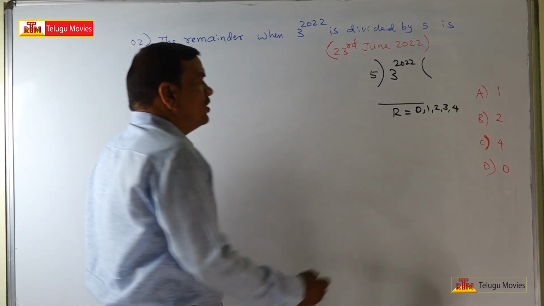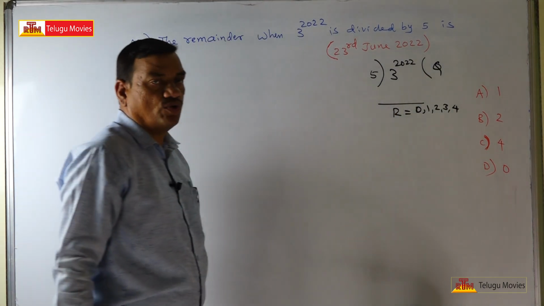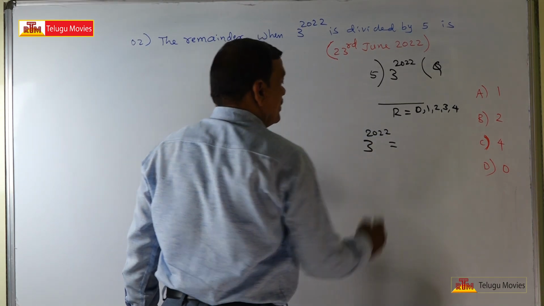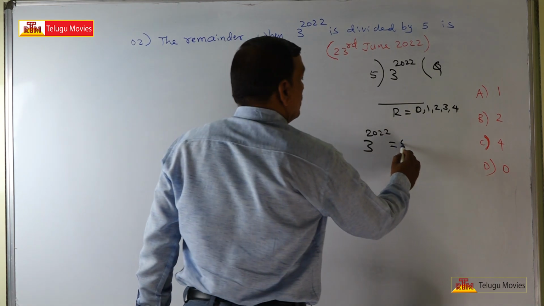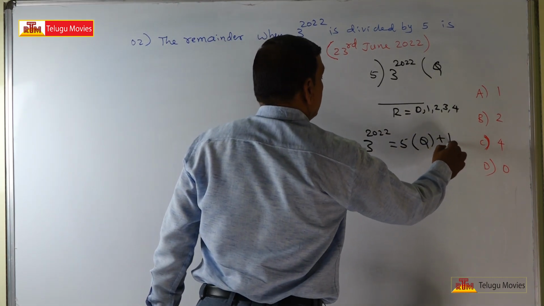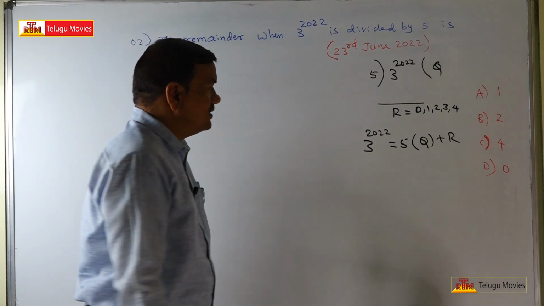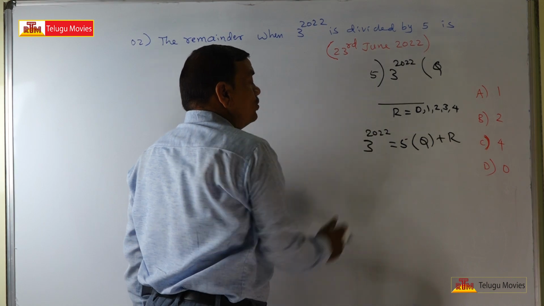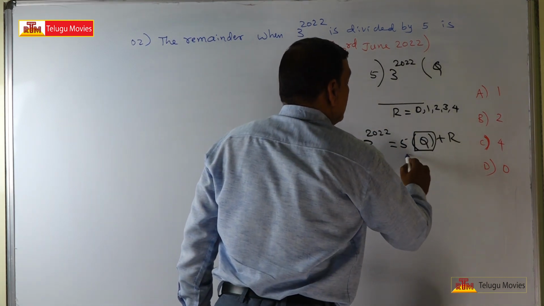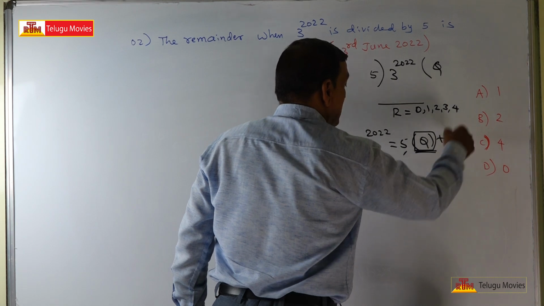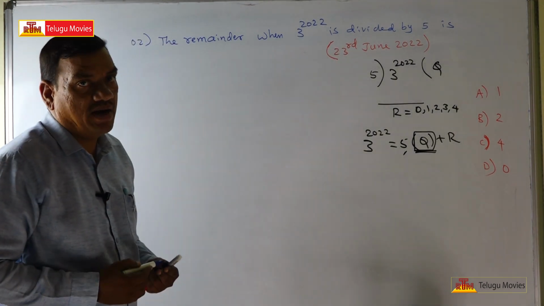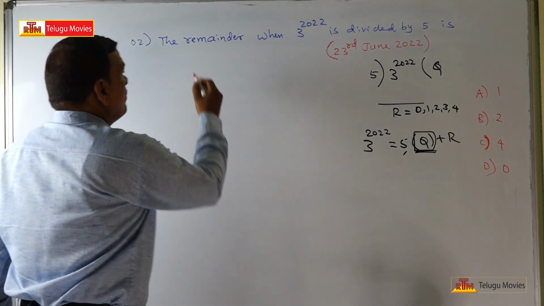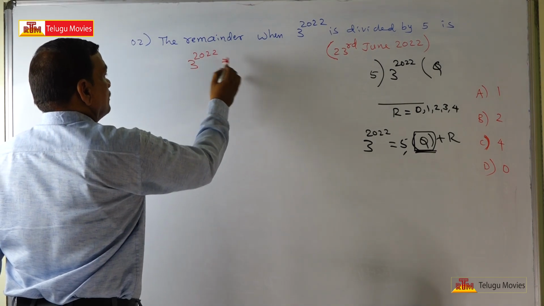So let the quotient be Q. As we know, the dividend, that is 3 power 2022, is equal to divisor into quotient plus remainder. That means if you are able to express 3 power 2022 as 5 into some integer plus the remaining part, that remaining part is your remainder.